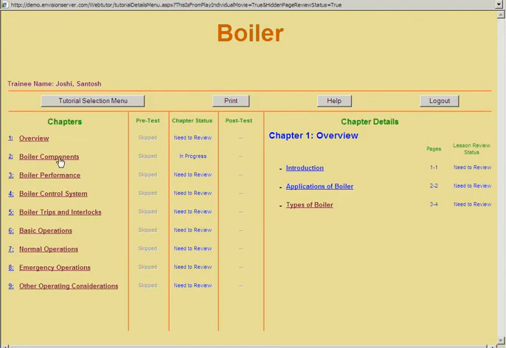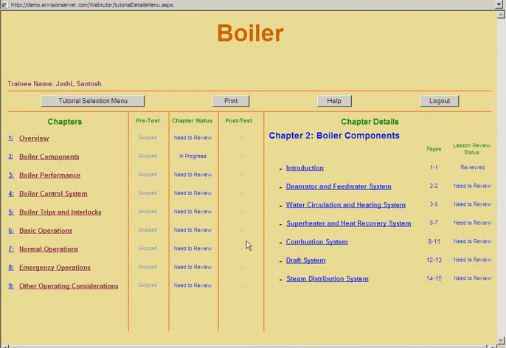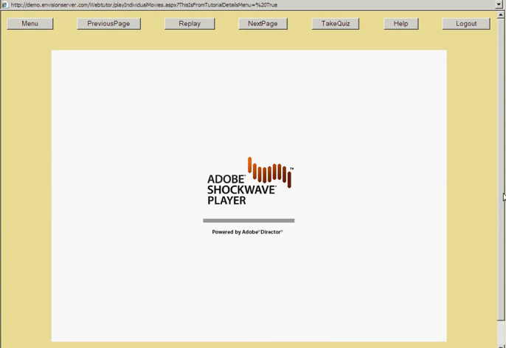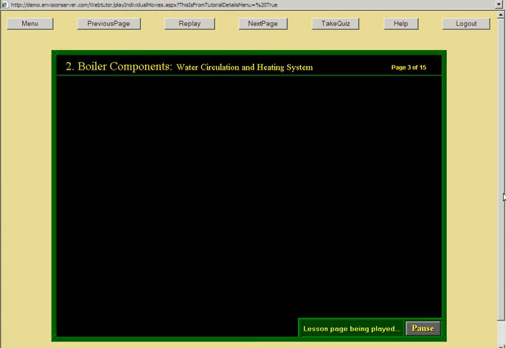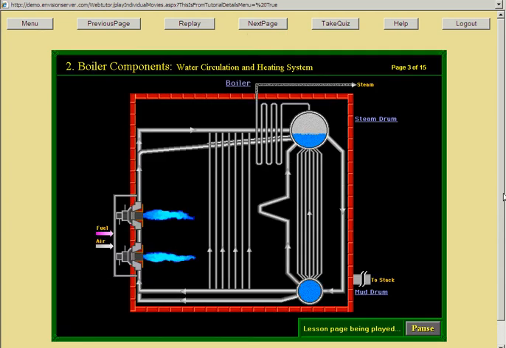Okay, so let's take a look at one or two more sections. Drum, water circulation, and heating system. This section consists of the steam drum, the mud drum, the downcomer, and the heating tubes.